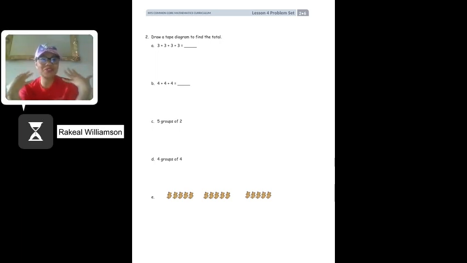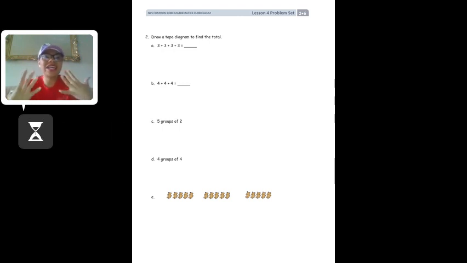All right, boys and girls, so now it's time for us to go on to number 2, letter A. Now this time, number 2 tells us we're going to be drawing, let me grab my red pencil, we're going to draw a tape diagram to find the total. So we're still adding. We're doing our repeated addition equation.